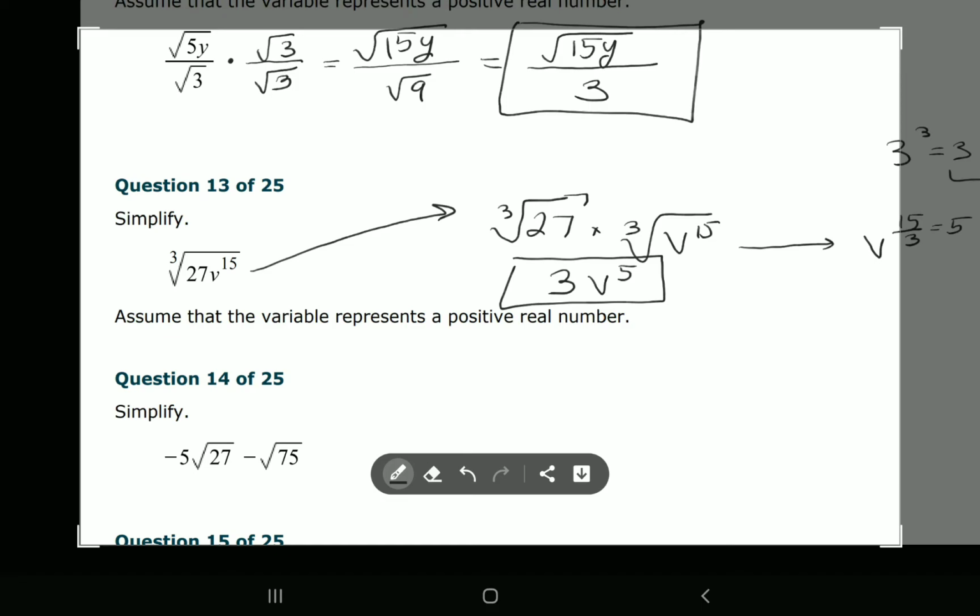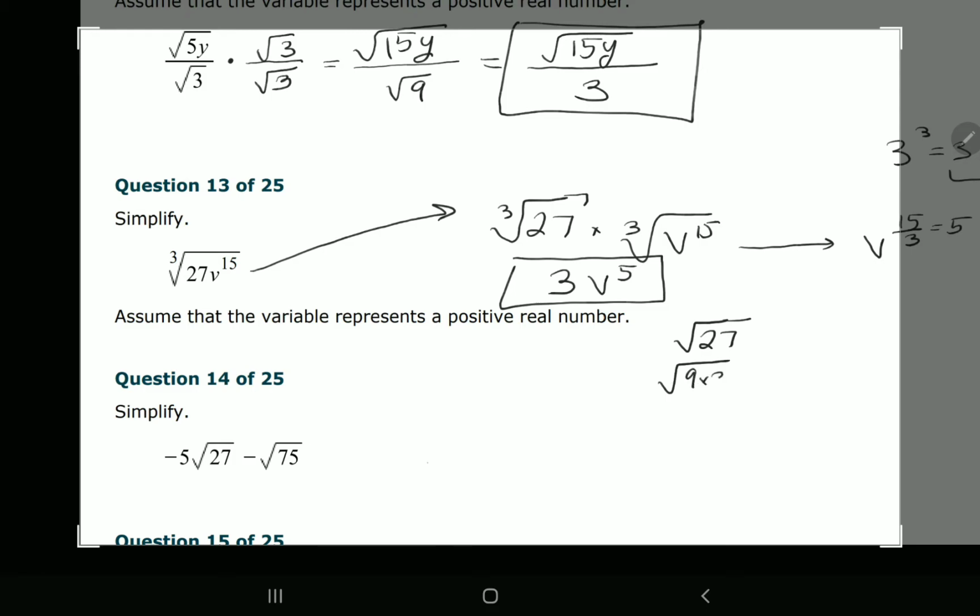However, we can simplify. Let's start with the square root of 27. Two numbers that multiply to 27, and one is a perfect square. That is going to be 9 and 3. So we can write the square root of 27 as the square root of 9 times 3. We can break that up: square root of 9, square root of 3. The square root of 9 is going to be 3. Square root of 3, bring that down because 3 is not a perfect square.